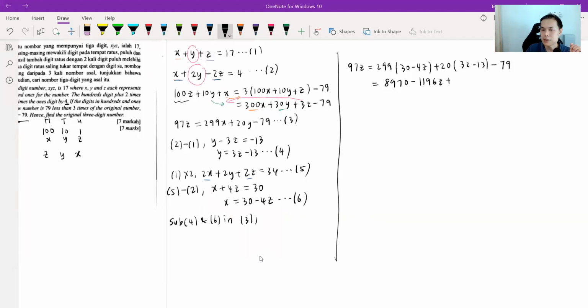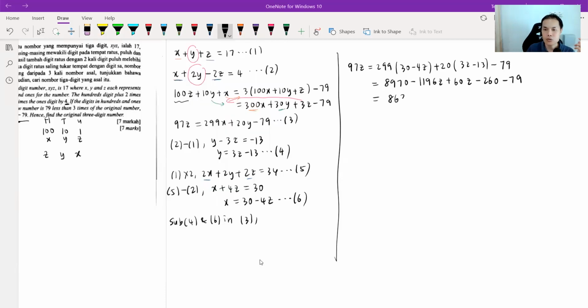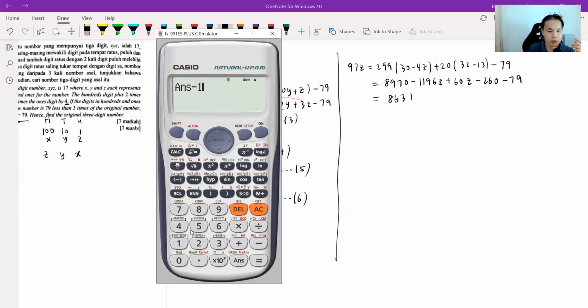And then this will be 60z. This will be 260 minus 79. So what we have here is an equation involving z. Let's simplify this. I'm just going to show you on the calculator: 8970, you minus 260, then you minus 79. You get 8631. All right, my 8631. I need to simplify this. Negative 1196 plus 60 is basically 1136.